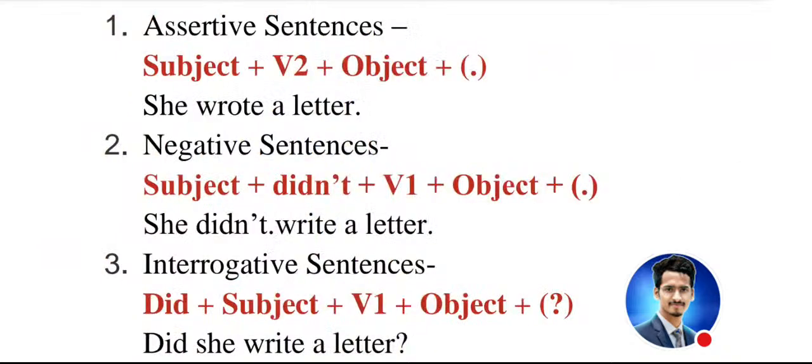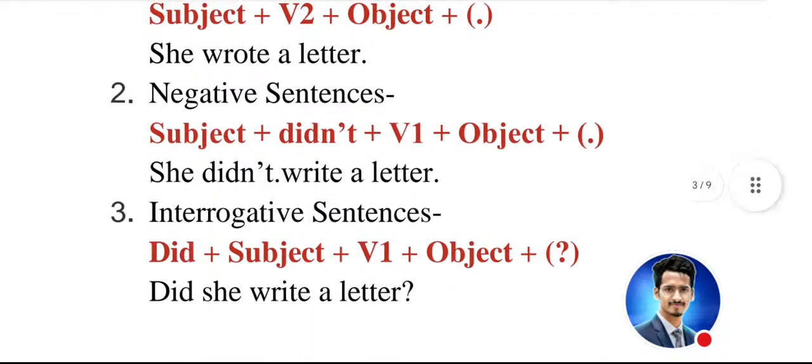And negative sentence, subject did not. You have to remember, note it down, that did is the auxiliary verb of the past simple sentence or past indefinite sentence. That's why here didn't, did not. If we want to make the sentence negative, then we need to add not with the auxiliary verb. So they take did, then not, then V1, object.